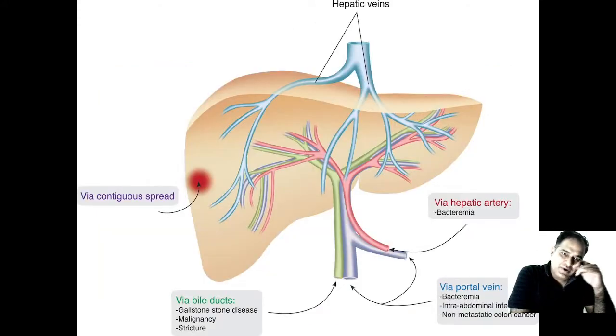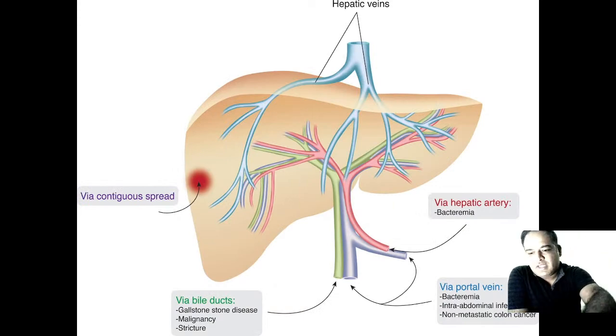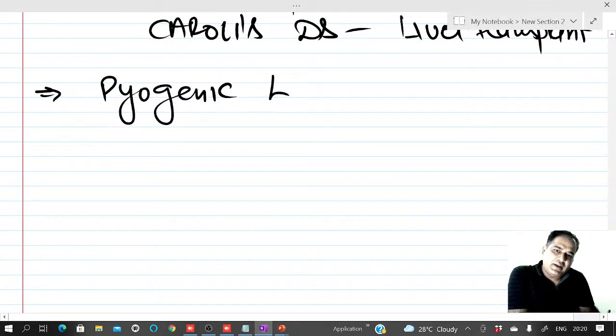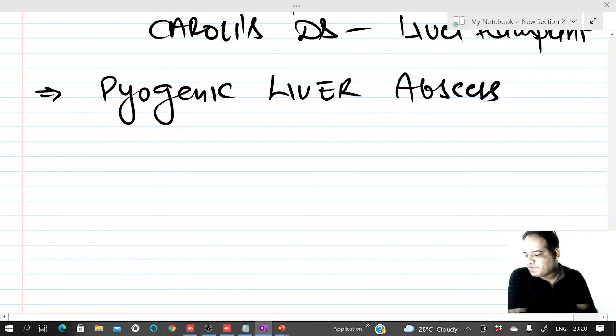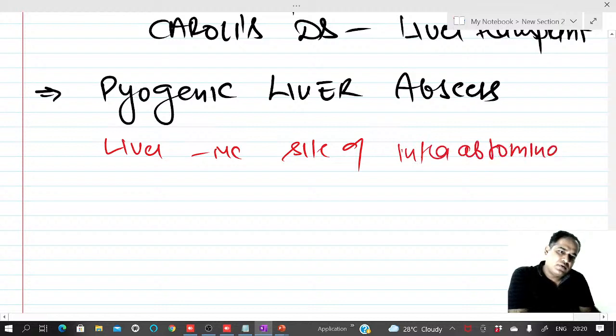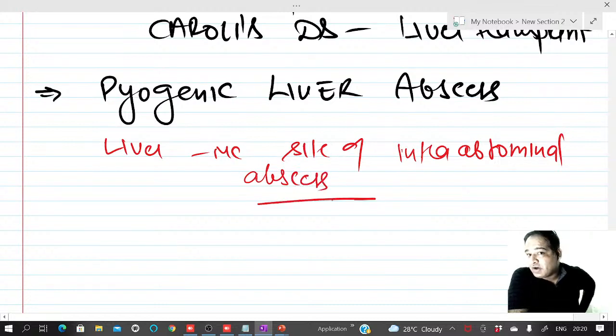Now we are going to read the hepatic abscess that is caused by bacteria. So this is pyogenic liver abscess. You all know that liver is the most common site of intra-abdominal abscess.